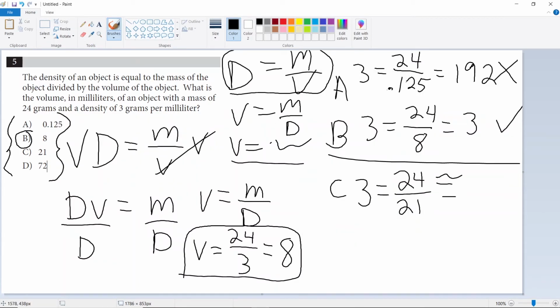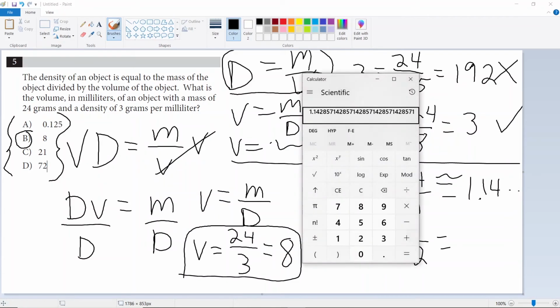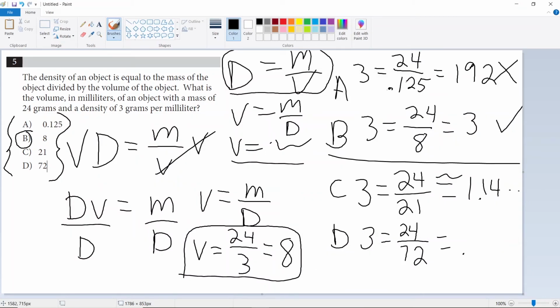So somewhere around 1.14. Well, 3 does not equal 1.14, so that's wrong. And then we'll try D. 3 equals, here's our mass, 24, divided by answer D, volume, which is 72. 24 divided by 72 equals 0.3333, repeating forever. Well, 0.33 does not equal 3, so D is out.